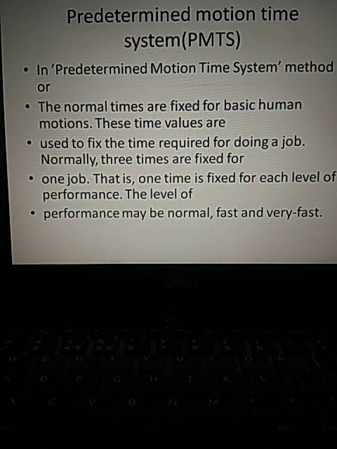Now this one is PMTS, predetermined motion time system. Here 3 times are going to be prefixed: one is called normal, and the others are fast and very fast. These 3 times will be calculated. Based upon that, one standard time duration will be taken out. Hence this is called the predetermined motion time system. Very, very important, this one.